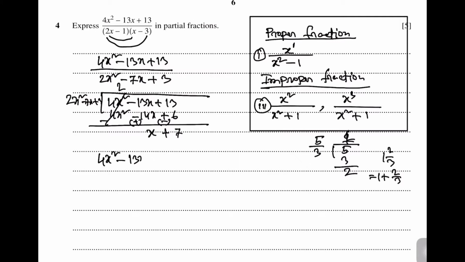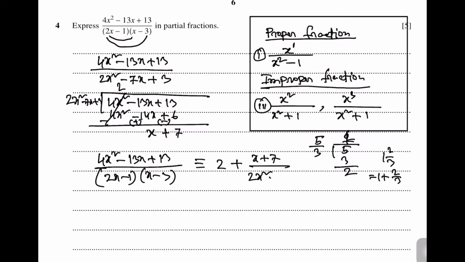Now we can write this fraction in that form. 4x square minus 13x plus 13 divided by (2x minus 1)(x minus 3) is identical with 2 plus (x plus 7) divided by 2x square minus 7x plus 3, or (2x minus 1)(x minus 3). Now this is in mixed fraction form. I expressed it as a mixed fraction. Let me consider this part.